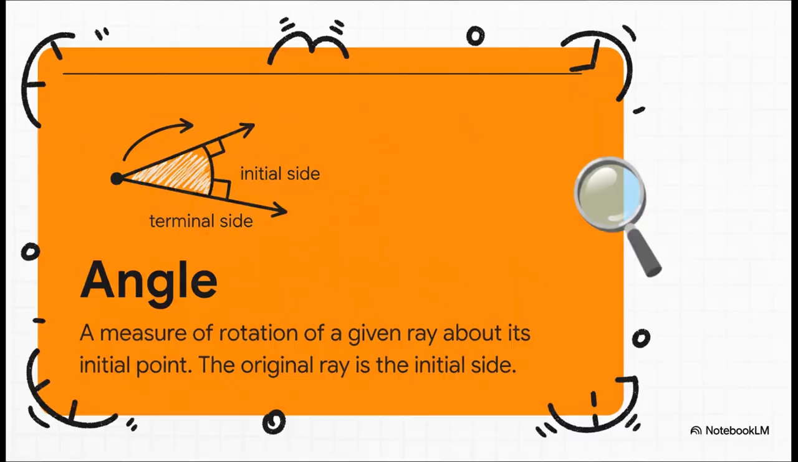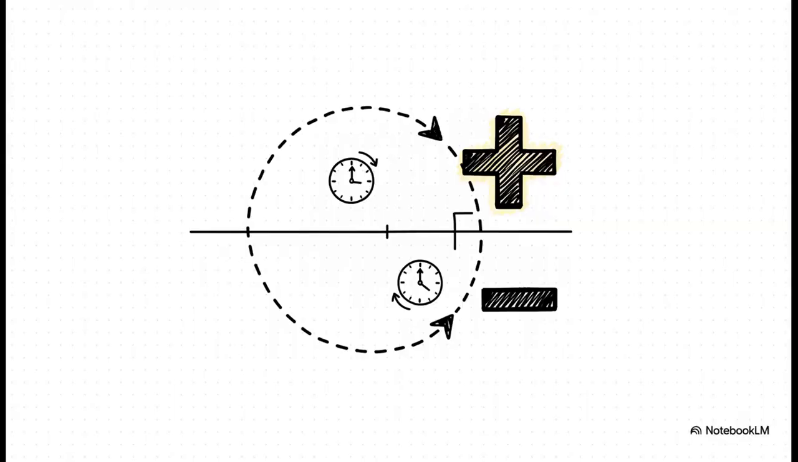Simple, no? Now here's a crucial point. Direction is key. Just like numbers on a number line can be positive or negative, angles can be too. If you rotate the ray anti-clockwise, that's against the way a clock's hands move, we call it a positive angle. And if you go clockwise, just like a clock, it's a negative angle. So always remember, direction matters.